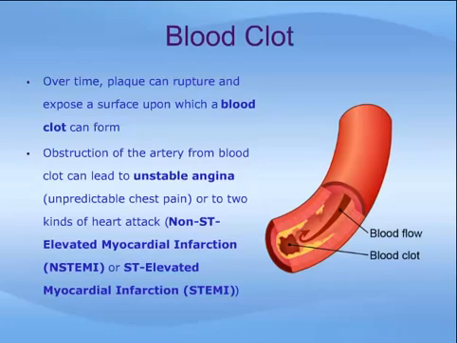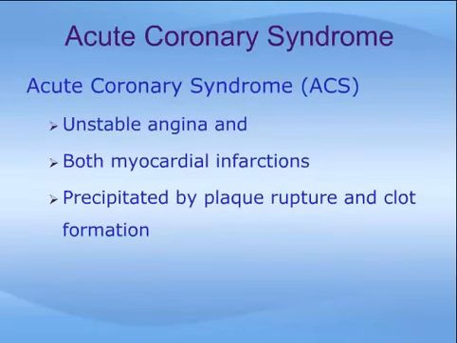Obstruction of the artery from this blood clot can lead to unstable angina, which is unpredictable sudden chest pain, or to two kinds of heart attack, called non-ST elevated myocardial infarction, or NSTEMI, and ST elevated myocardial infarction, or STEMI. Because unstable angina and both types of myocardial infarction are precipitated by plaque rupture and clot formation, they are lumped into one umbrella term called acute coronary syndrome, or ACS. They therefore have a similar cause, or pathophysiology, that begins with atherosclerosis.